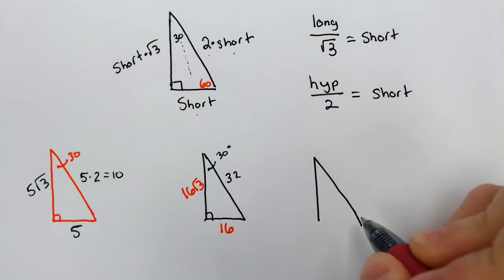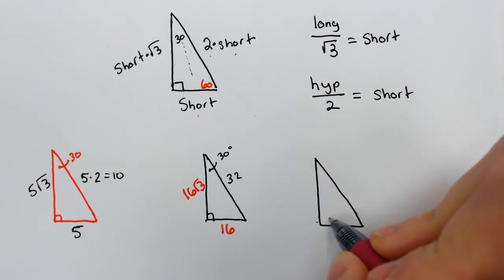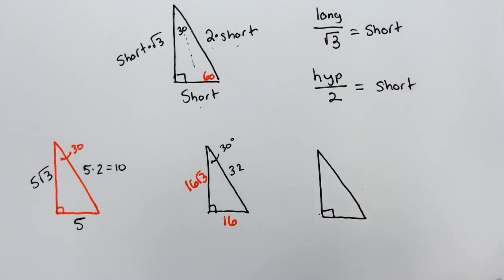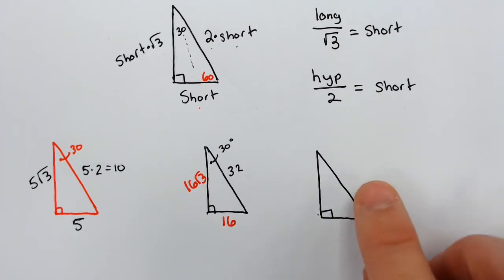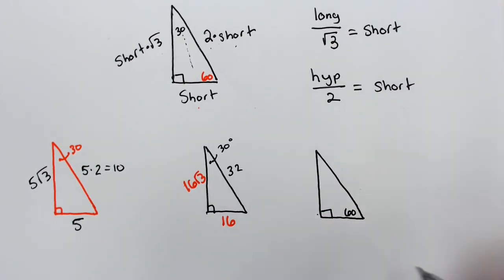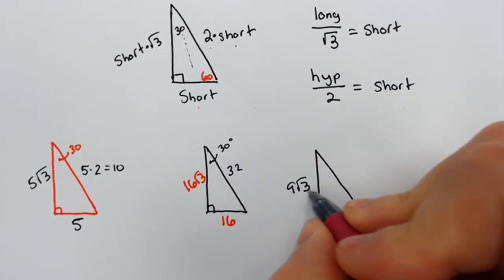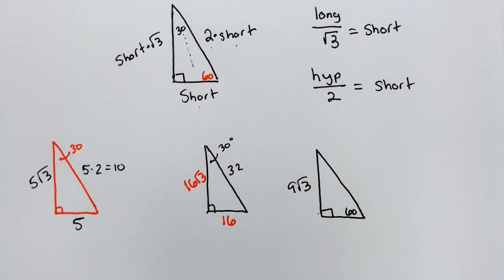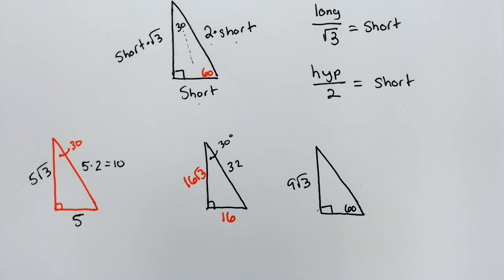That is where things sometimes get sticky. Okay? So instead of being given the short side or the hypotenuse, what if you're given the long side, which is across from the 60 degrees? And what if I told you it was 9 square root of 3? Which is actually a nice thing that it has the square root of 3 already there.